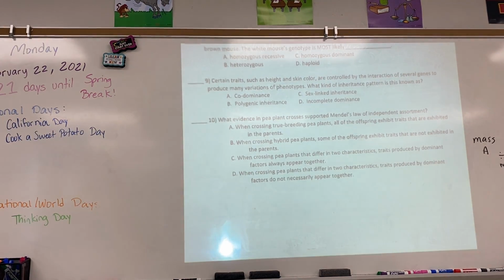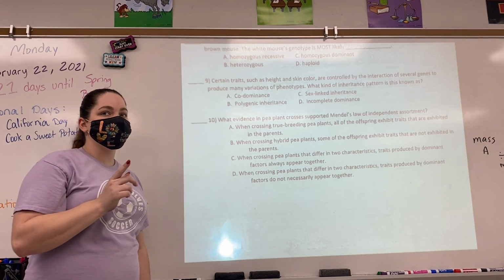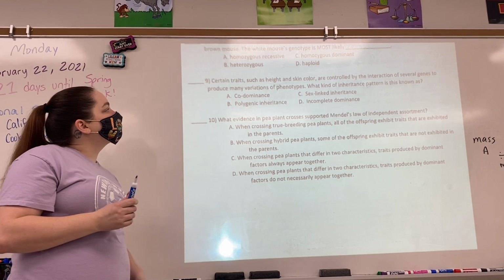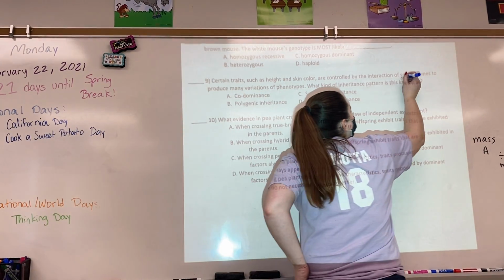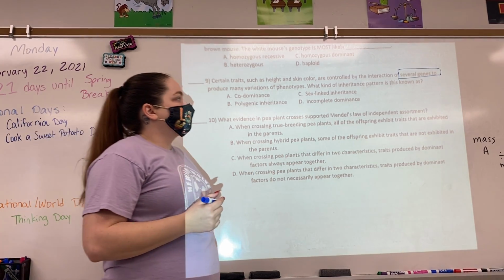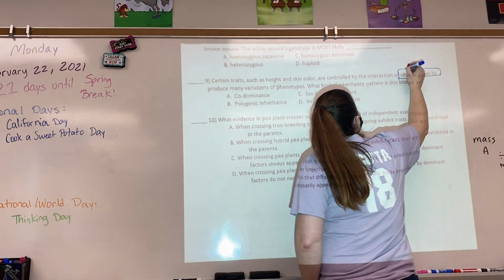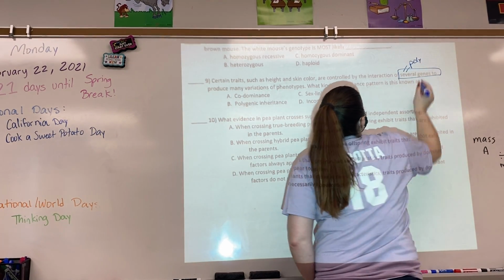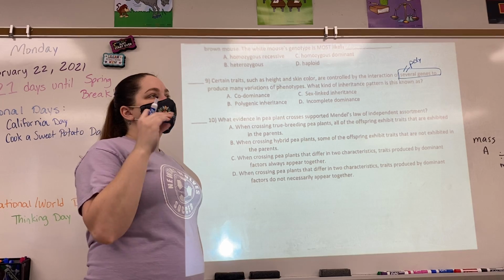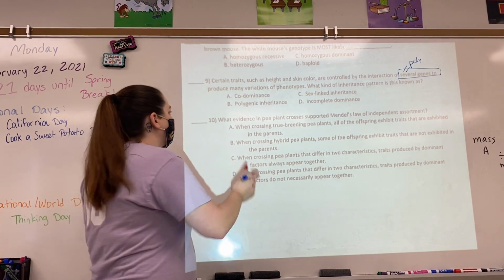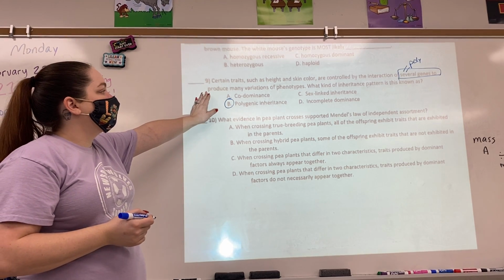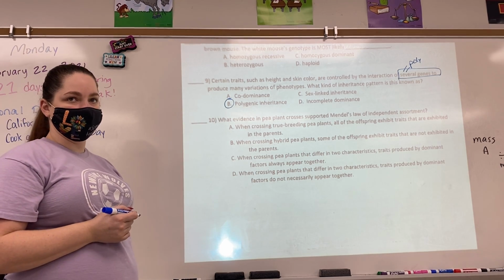Number 9, I gave you a hint on the online quiz, so hopefully you got that one right because I think my hint was very good. But number 9 says certain traits such as height and skin color are controlled by the interaction of several genes to produce many variations of phenotypes. What kind of inheritance pattern is this? So several genes, the prefix several is represented by the prefix poly. Let me say that again. The word several is represented by the prefix poly. So then your polygenetic inheritance is going to be the one that is produced by several genes interacting together.